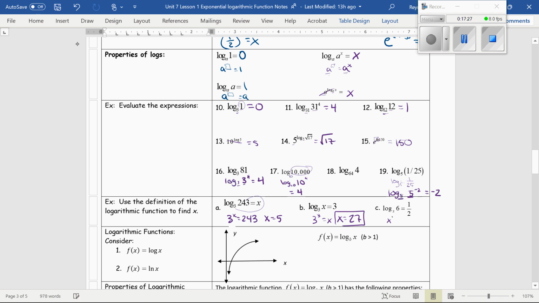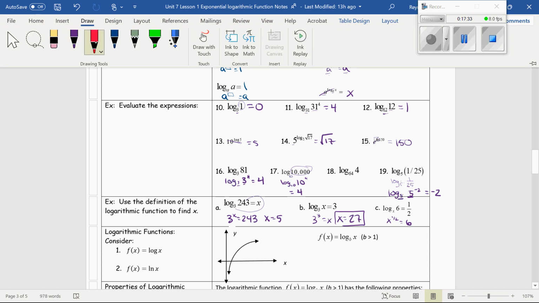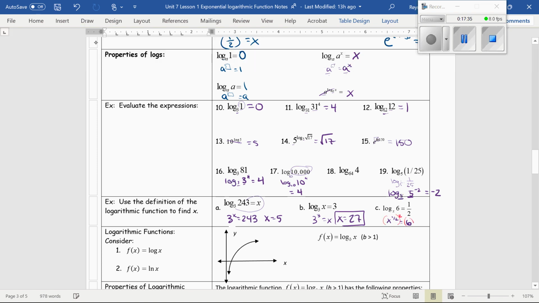x to the 1/2 equals 6. Well, remember, to get rid of a rational exponent, we're just going to raise it to its reciprocal power. So we're going to square both sides, so x equals 36.